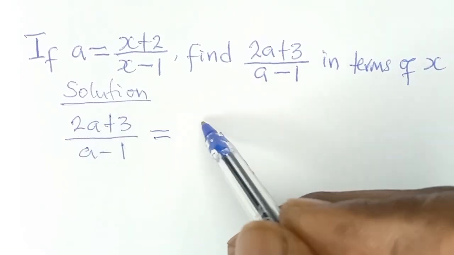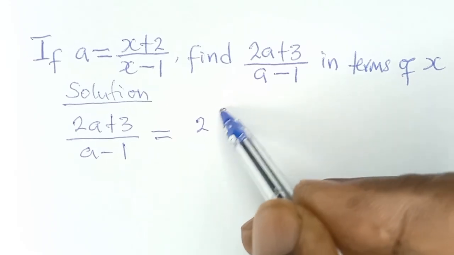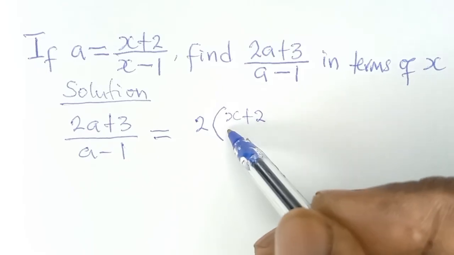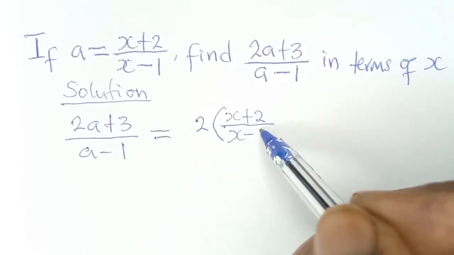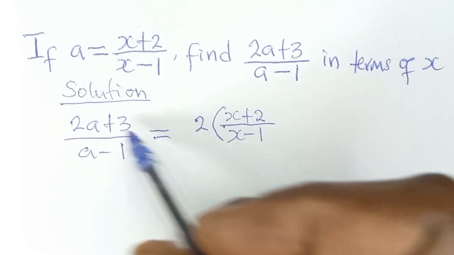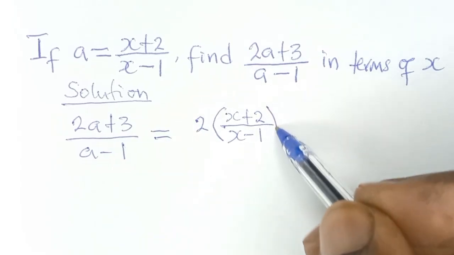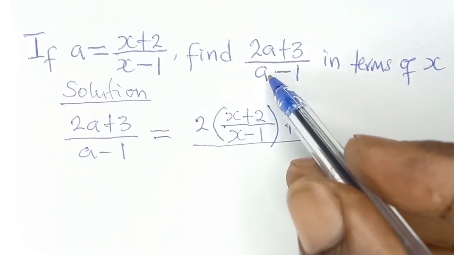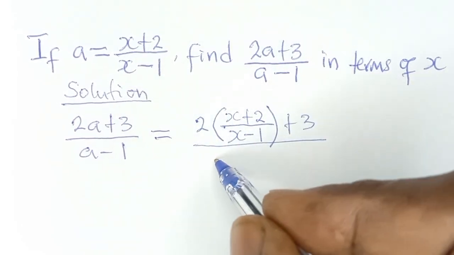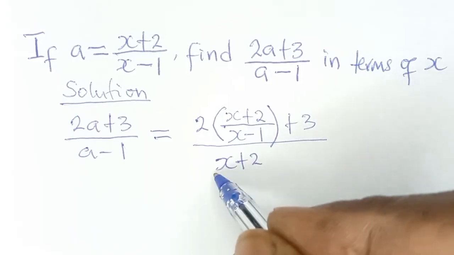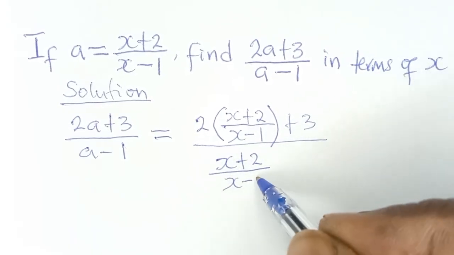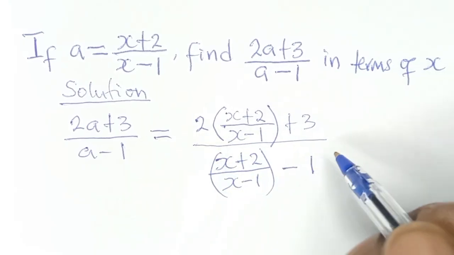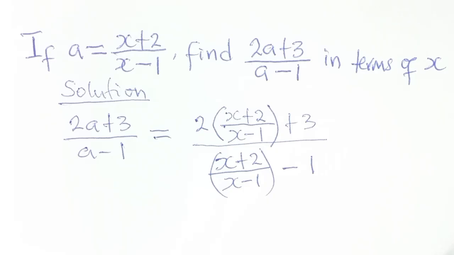Now let's see how we can substitute the value of a here without making any mistake. So I have 2a, so it's going to be 2 multiplied by the value of a. a is (x + 2)/(x − 1). And then plus 3. That is 2a, and then plus 3. Then all over a, which is the same thing as (x + 2)/(x − 1). This is a now, then minus 1. So we are going to simplify now.